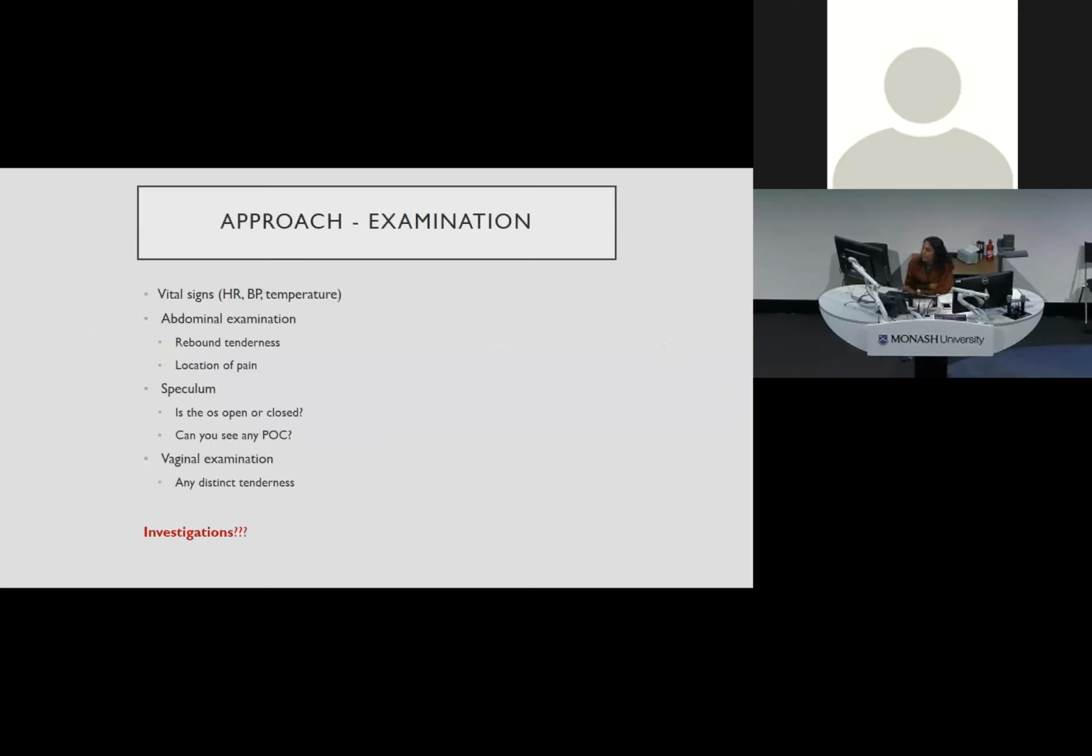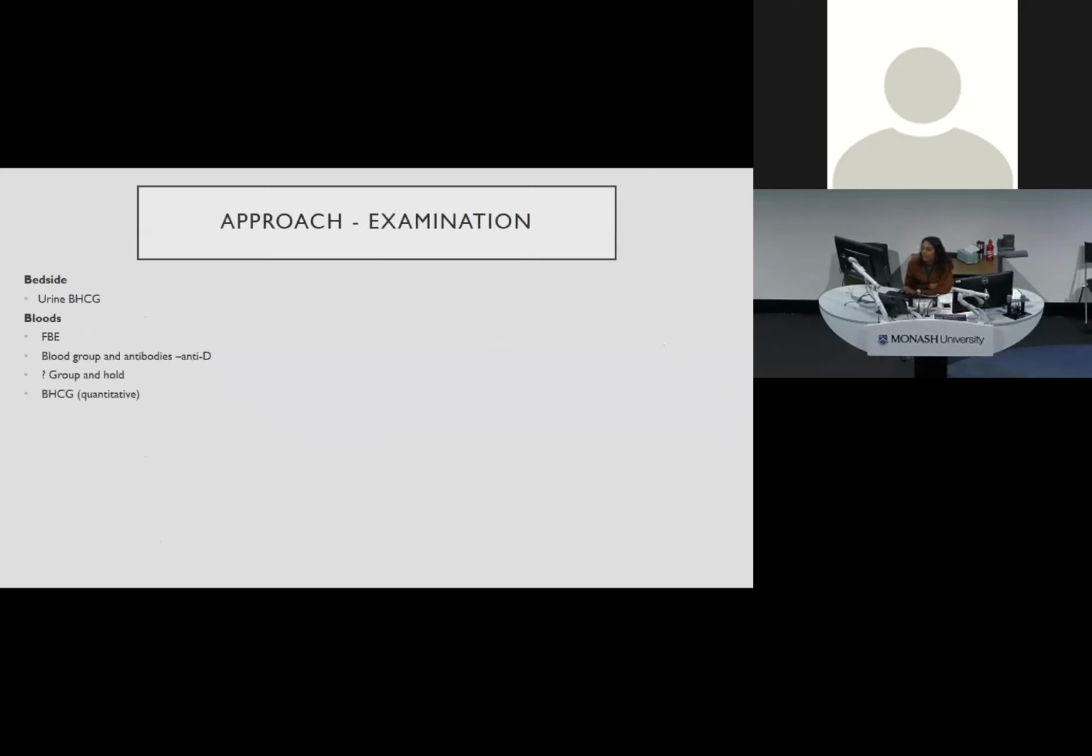Moving through into investigations, urine beta-HCG test would be your bedside test, but you'd also want to follow that up with a quantitative beta-HCG. Blood group and antibodies need to be taken because if there has been that sensitizing bleed, you need to check whether you need to give anti-D. FBE, and you can consider a group and hold if you think someone's hemodynamically unstable and they might need to go into theatre.